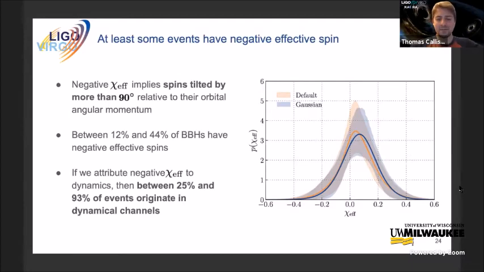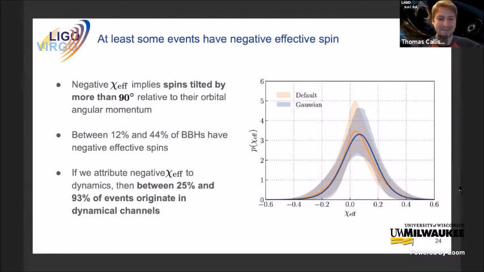And if you remember from a few slides ago when we talked about formation channels, that is very hard to do in the case of isolated binary formation. In particular, if you're willing to assume that negative chi-effective tilts by more than 90 degrees can be attributed to dynamical formation, then what you infer is that somewhere between 25 and 93% of the binary black holes we observe originate from dynamical channels.